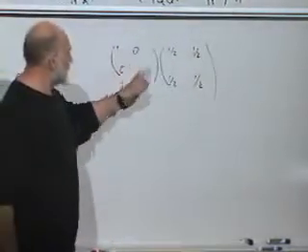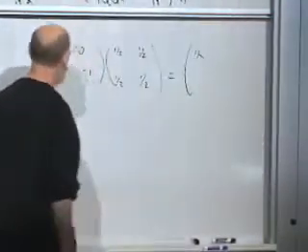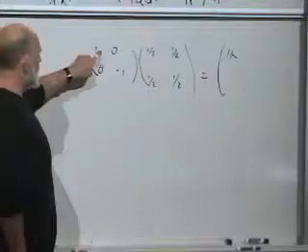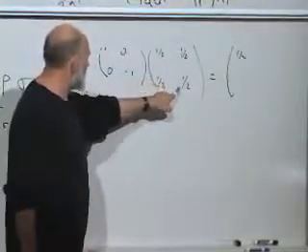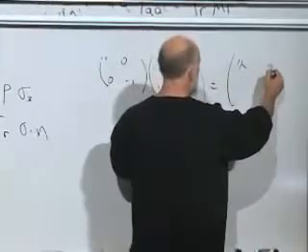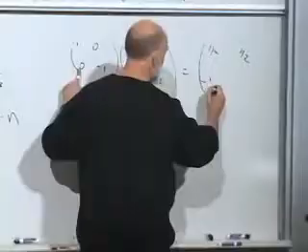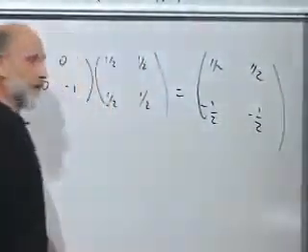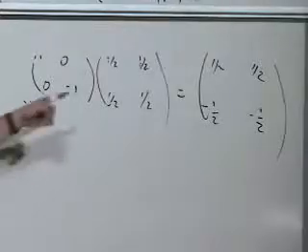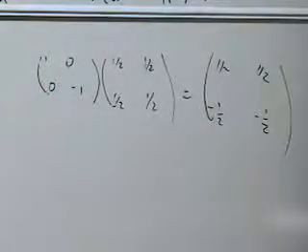1 times 1/2 plus 0 times this is equal to 1/2. 1 times 1/2 is 1/2, 0 times 1/2 is 0. And now minus 1/2, minus 1/2. Now I have to take the trace of it. The trace is 0. So the expectation value of sigma 3 is 0.